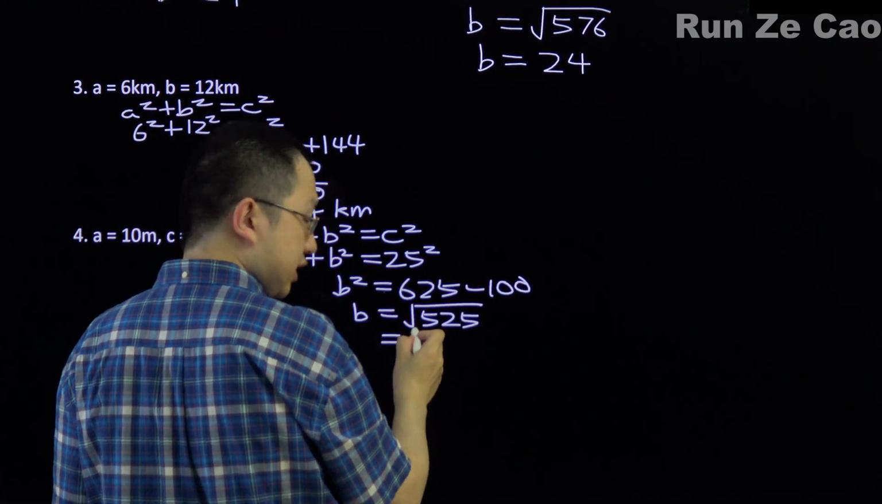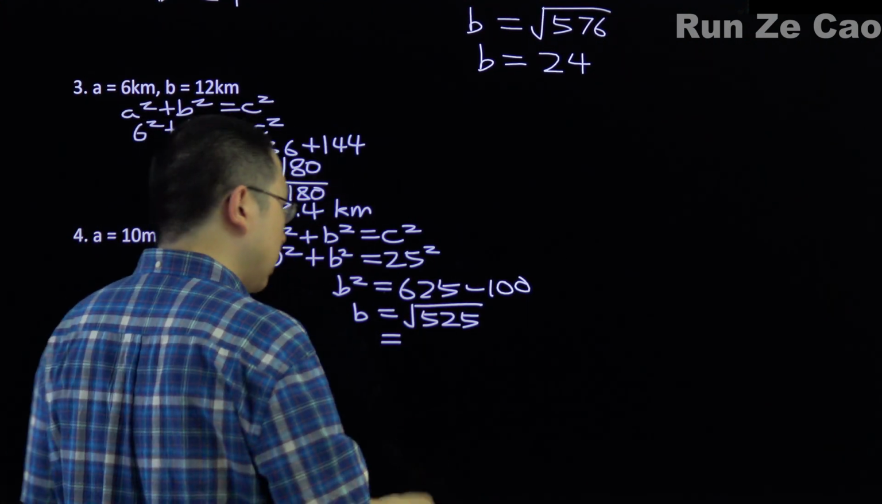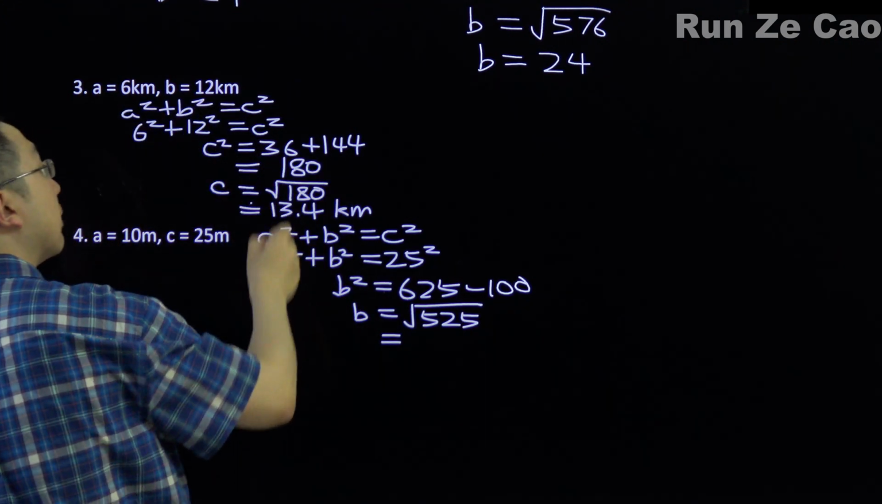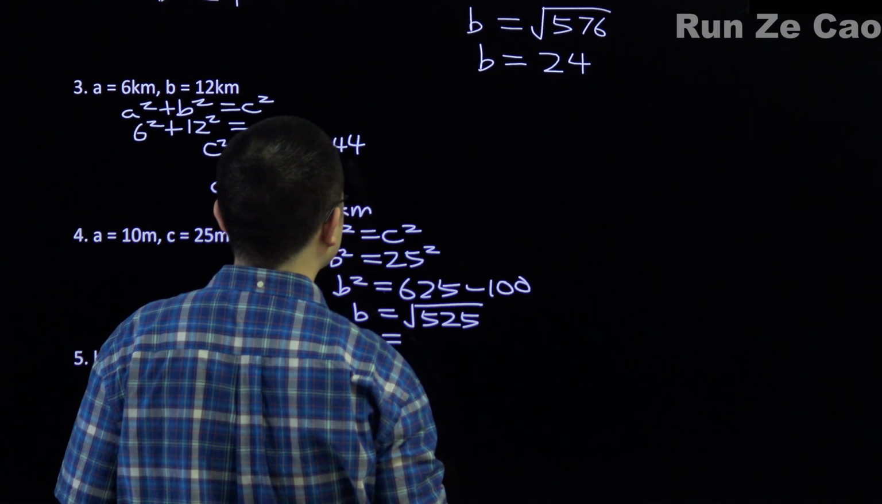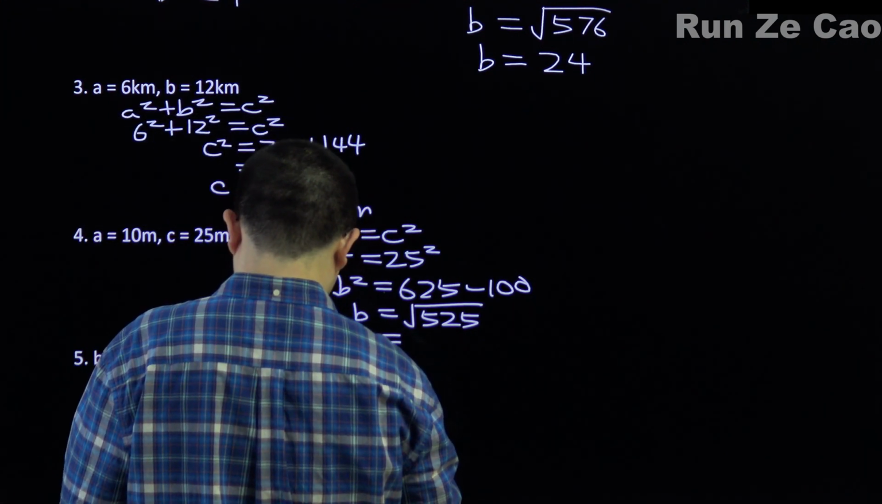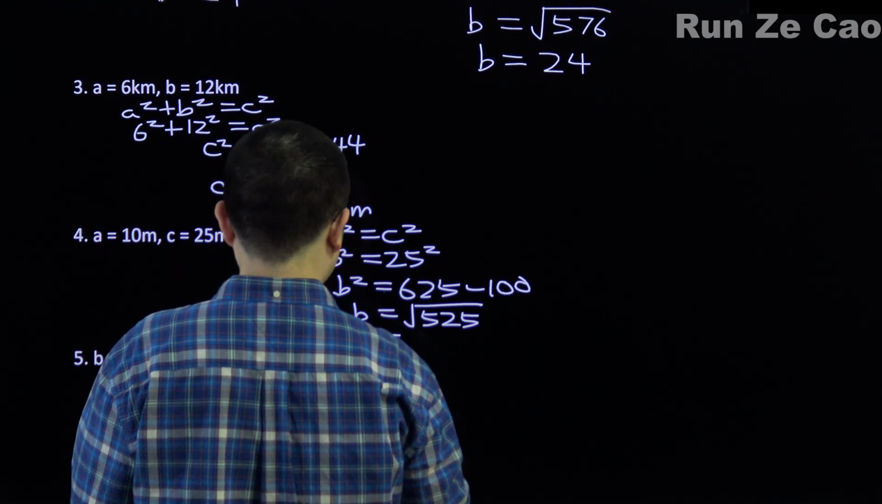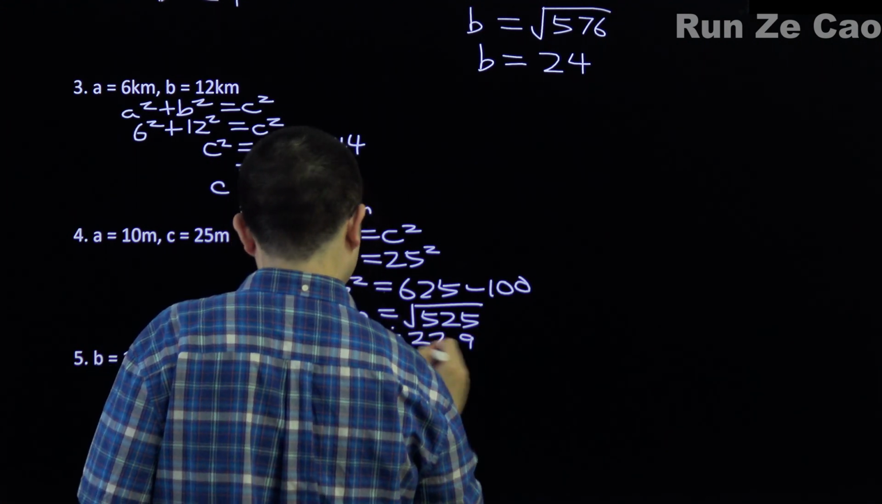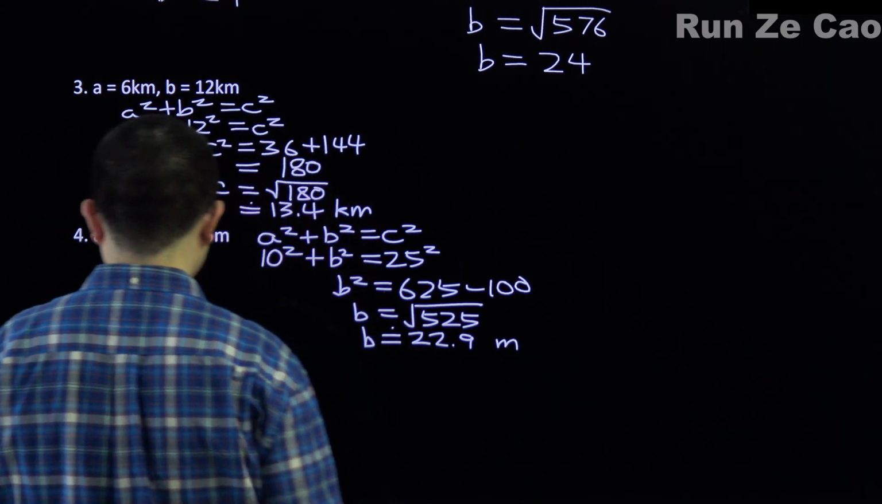Because I judge this subtraction sufficiently simple that you can just go straight to this step instead of spending a step simplifying, to make sure everybody can keep track. Root of 525 will leave you with, oh, it's approximately 22.9. And the units are meters.